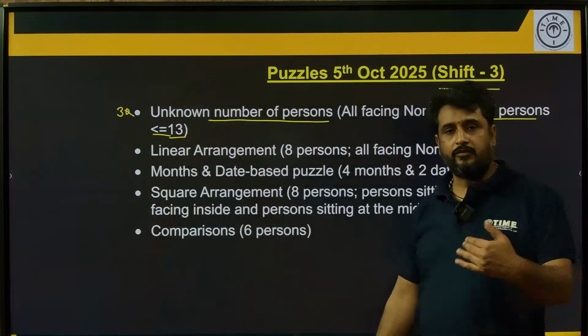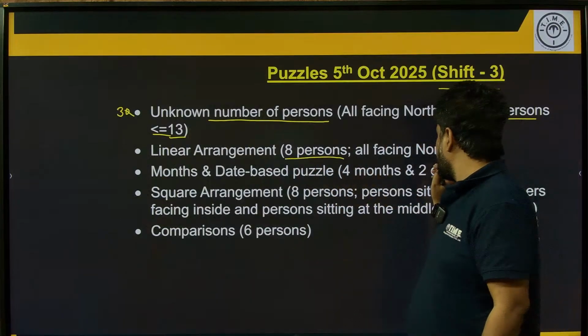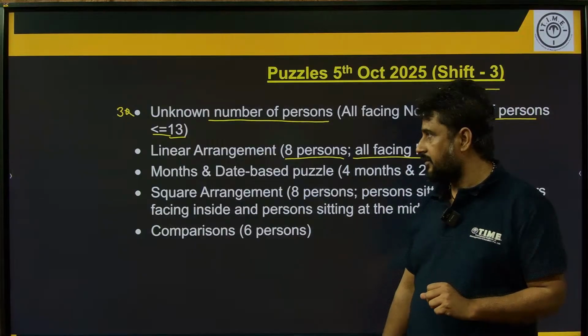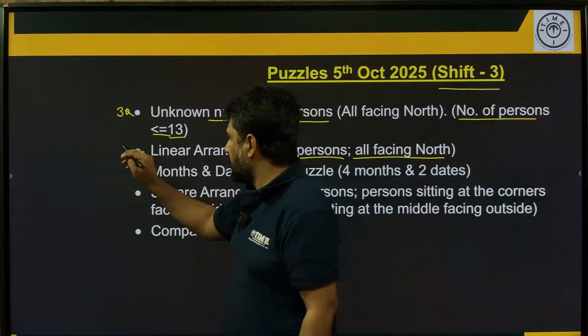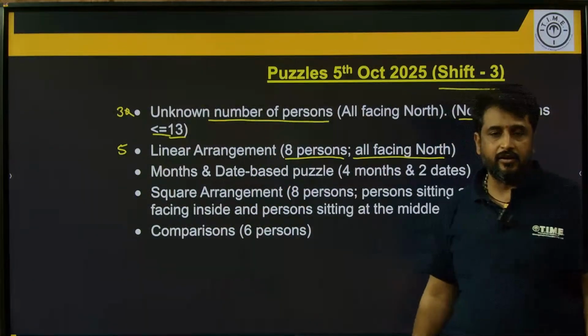And again, one more linear arrangement with 8 persons, all of them facing towards north. And 5 questions were given from this. And months and dates based puzzle was also given.